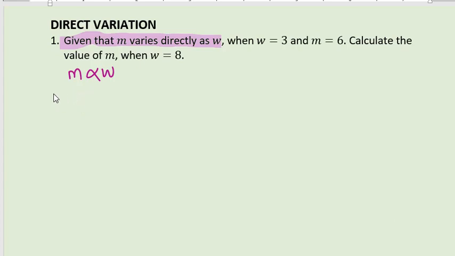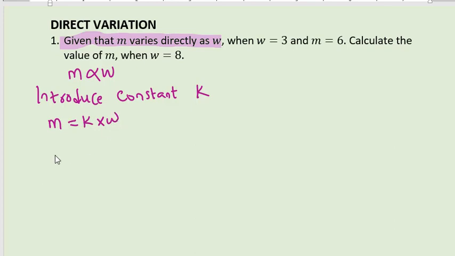The next thing you have to do is to introduce a constant. This is the variation or proportionality symbol. So at this point we are going to introduce constants. Oftentimes we use k as constant. Now when you introduce constant k, you now have m is equal to k multiplied by w, which is same thing as m equal to kw.